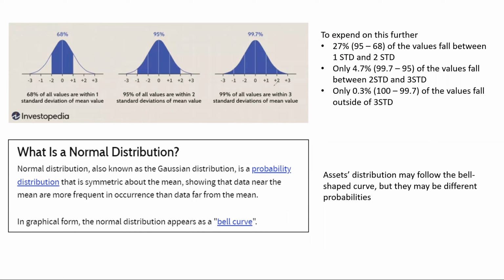And then lastly, we have the 3 standard deviation. So 99.7% of the time, your data will fall between +3 and -3 standard deviation.